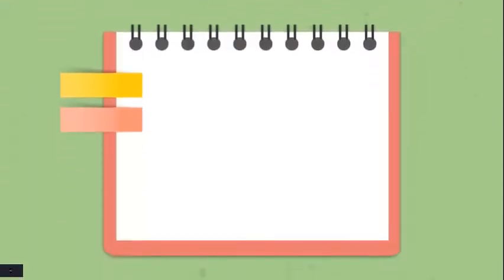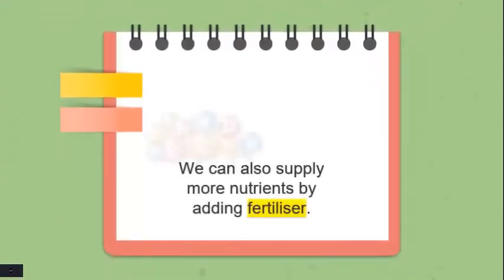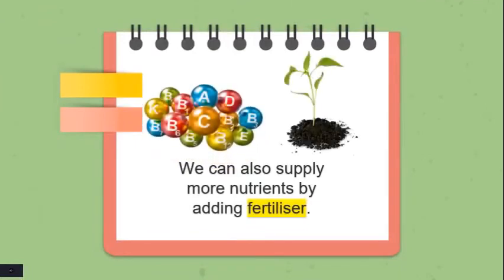If the soil doesn't have enough nutrients, we can also supply more nutrients by adding fertilizer. Our highlighted word here is fertilizer. Let's practice. Fertilizer. One more time. Fertilizer.